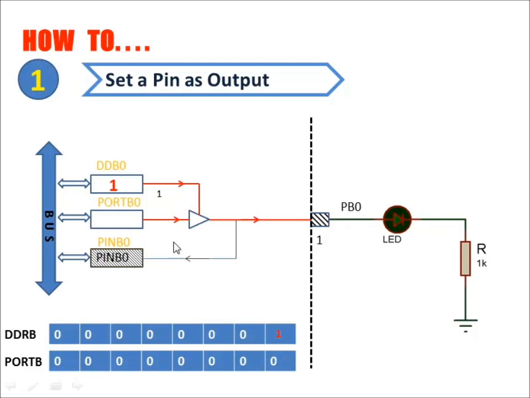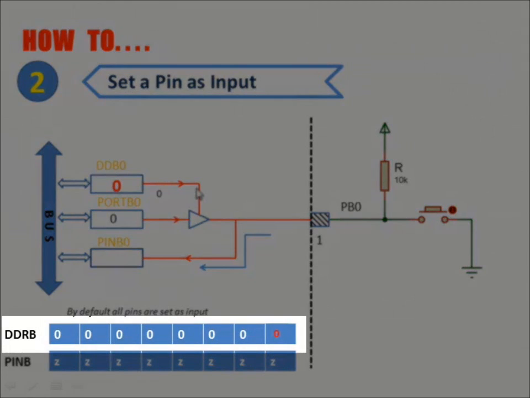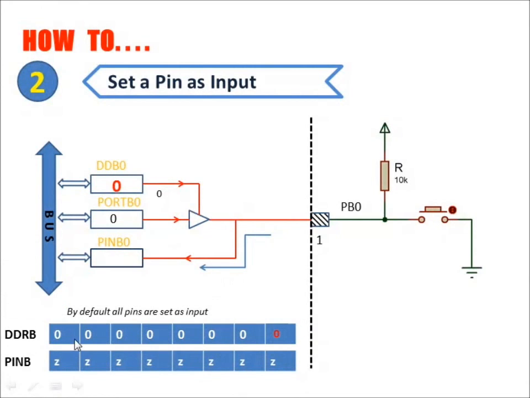Similarly, if we write 1 at the same location, we will get 5 volt and our LED will be turned on. Thus we can see how the values of the PORTB register can be used to send output values to the external devices. Now we want to use the same pin as an input pin. We can do this by writing 0 to the DDB0 bit. By default, all the bits in the DDRB register are 0. Therefore, all the input-output pins are initialized as input pins.